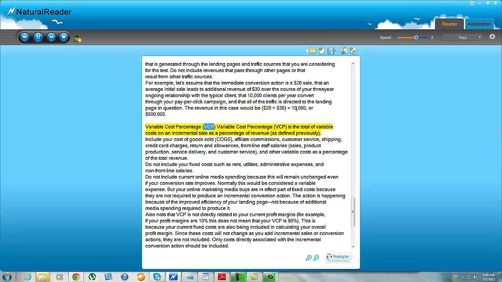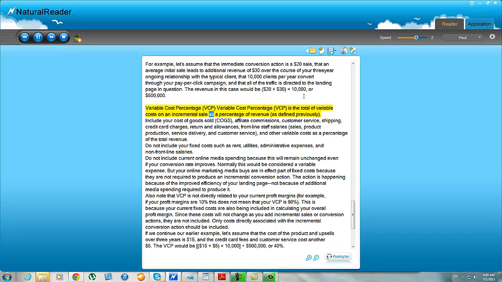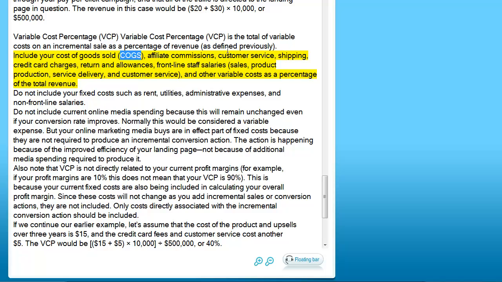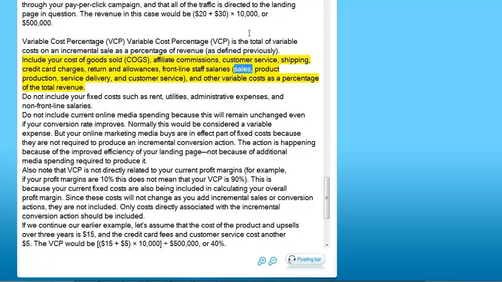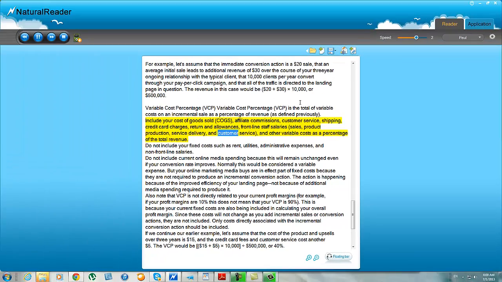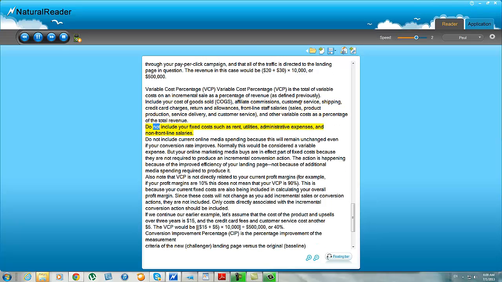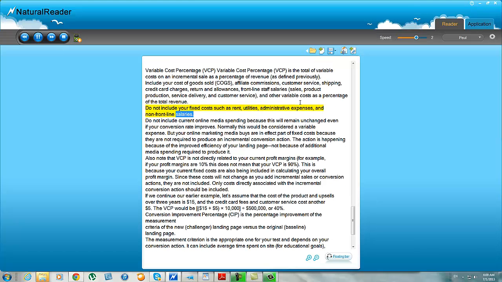Variable cost percentage, VCP. Variable cost percentage is the total of variable costs on an incremental sale, as a percentage of revenue as defined previously. Include your cost of goods sold (COGS), affiliate commissions, customer service, shipping, credit card charges, returns and allowances, frontline staff salary, sales, product production, service delivery, and other variable costs, as a percentage of the total revenue. Do not include your fixed costs such as rent, utilities, administrative expenses, and non-frontline salaries.